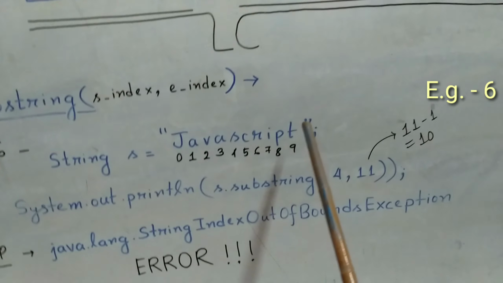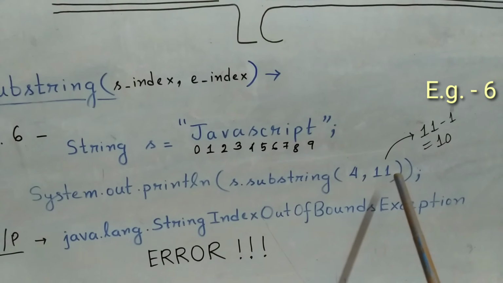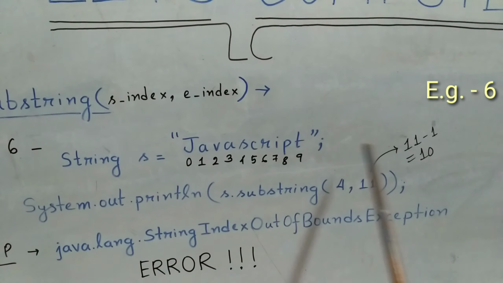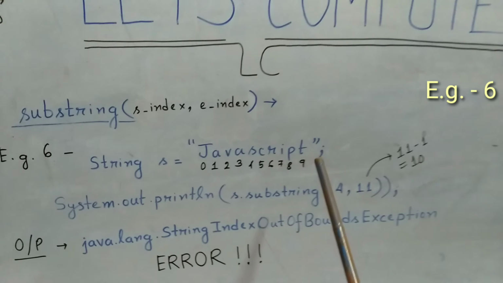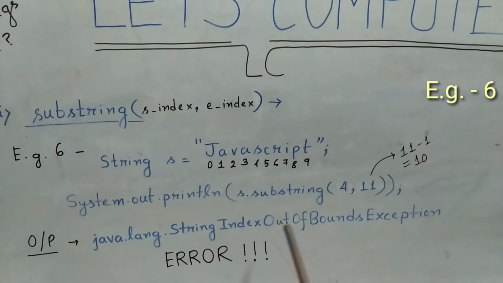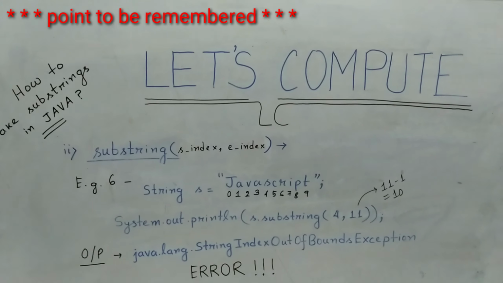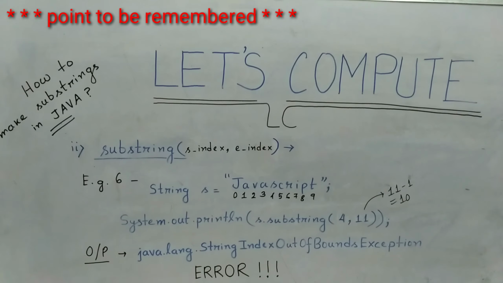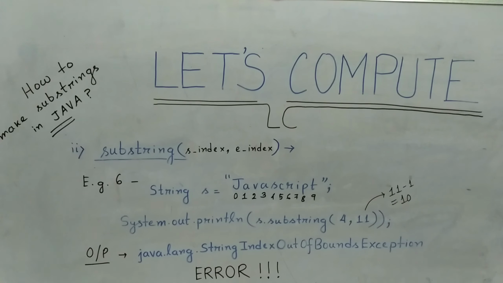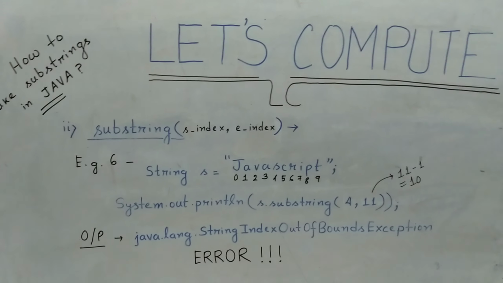String s equals to "JavaScript", s dot substring(4,11). Well, neither the index position 11 itself is present in the string nor its previous index position, that is 10, is present in the string. Hence, Java would return a compile time error, more precisely string index out of bound exception. Hence, for such index positions which are not directly present in the string, and if the previous index position is also not present in the string, then Java returns string index out of bound exception.